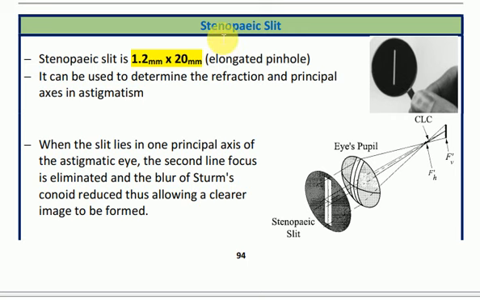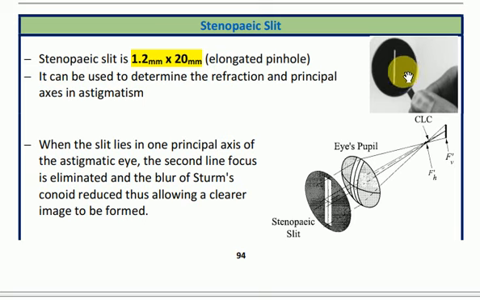Next topic is stenopic slit. This is the stenopic slit and it can be used to determine the refraction or to determine the principal axis in astigmatism. This is the slit aperture. It acts as an elongated pinhole. It allows light in the axis of the slit to enter the eye and the other axis is blocked.